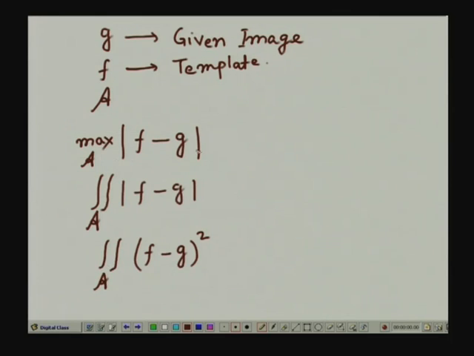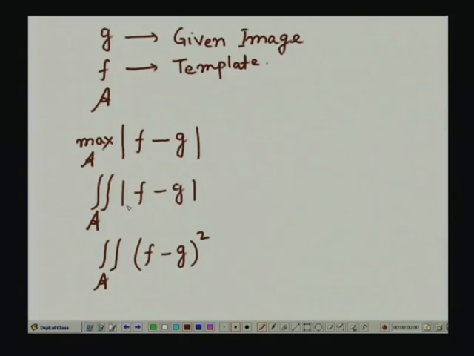So, you find that in the first case, it is the difference between F and G. When I am talking about the difference, it is pixel by pixel difference. So, we take the difference between F and G, take the absolute value and the maximum of that computed over the given region A. In the second case, it is F minus G, again the absolute value, and this is integrated over the given region A. So, this is in the analog case.